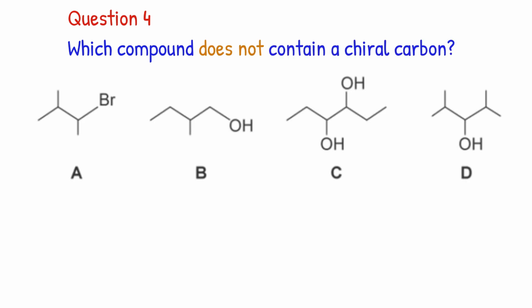Question 4. Which compound does not contain a chiral carbon? The correct answer is D, because the 4 methyl groups cannot contain a chiral carbon, as they each have 3 hydrogen atoms attached. Carbon 2 and carbon 4 of the molecule cannot be chiral carbons, as they both have 2 methyl groups attached. Carbon 3 cannot be chiral, as it has 2 CH3 groups attached.